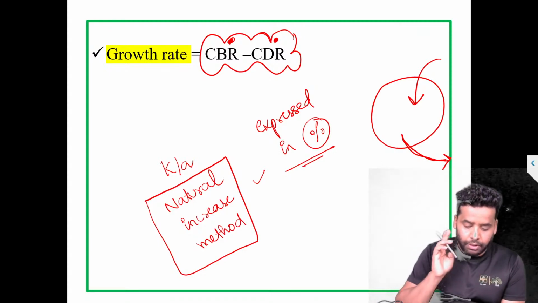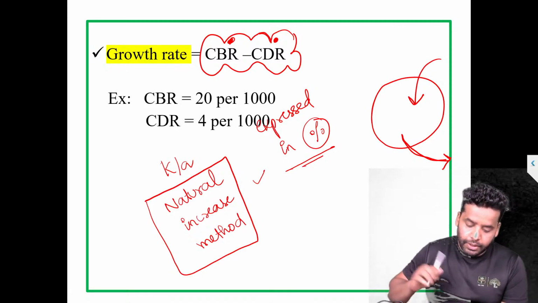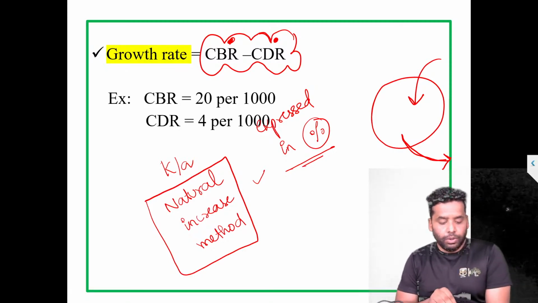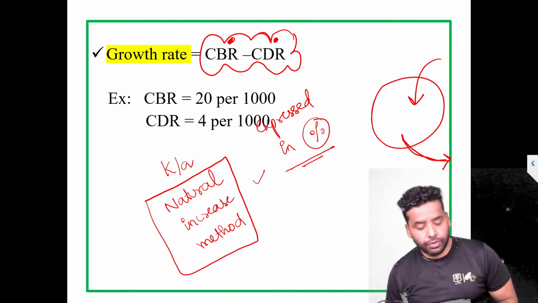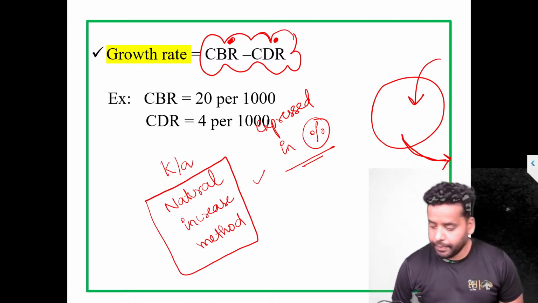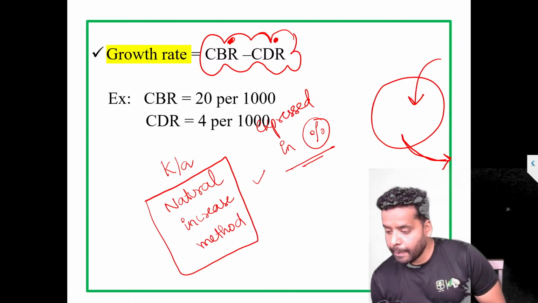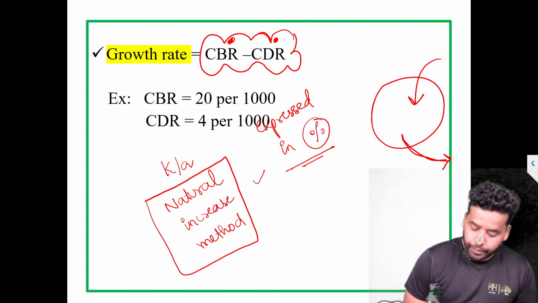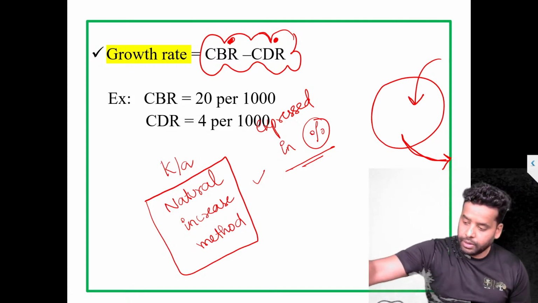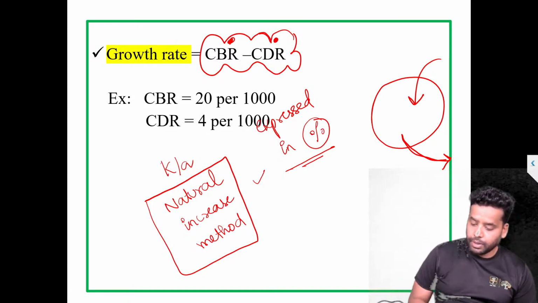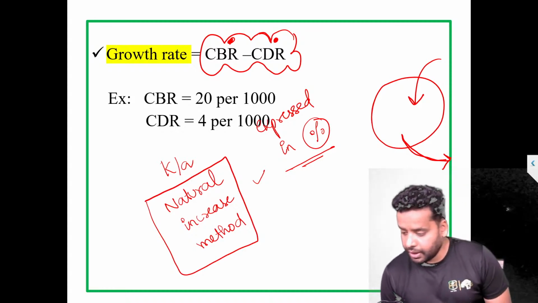Take one example now. These are the points given to you. Crude birth rate is 20 per 1000. Crude death rate is 4 per 1000. So what will be the growth rate? Use some maths, very basic. Express it in percentage, I am telling. Already written properly. Express it in percentage.